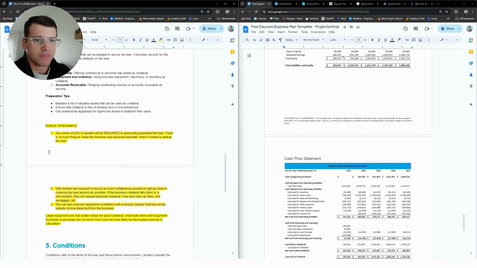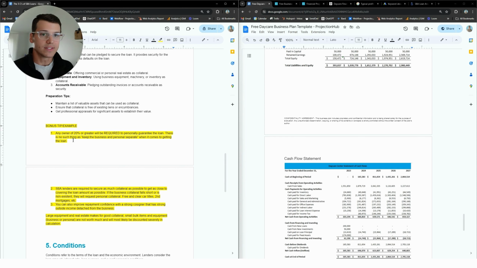And one thing, actually, let me talk about this first. If you're the owner, let's say you're a 100% owner or any owner of 20% or greater, you will be required to personally guarantee the loan. Now, I know the guarantee isn't technically collateral, but it's kind of the same bucket, and I want to make sure you are aware that this is going to happen.